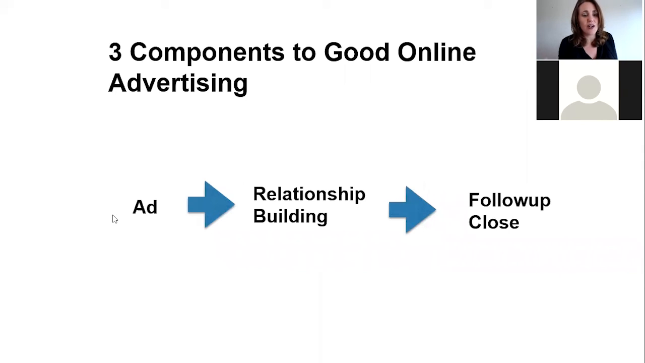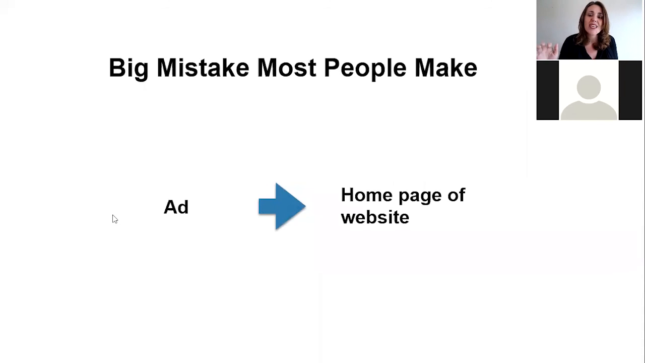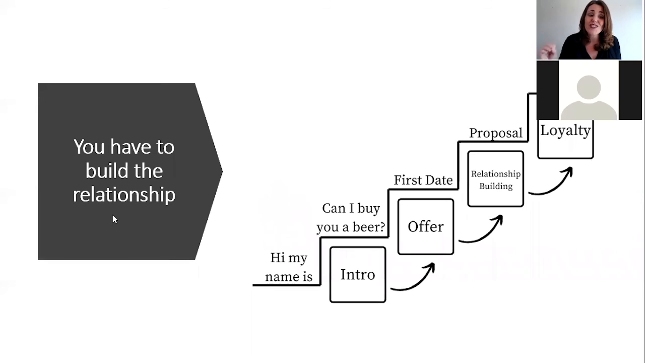Three components to a good online ad: you have the ad, you have relationship building, and then you have follow-up or close. You have a way to get their information and then build that relationship in between before you say, hey, buy something from me. What most people do, and a mistake that most people make, especially small business owners, is they have an ad that just sends people directly to the homepage of their website. The homepage may or may not even match the ad, but they think that that's gonna get them sales. The reality is you have to build the relationship in between.